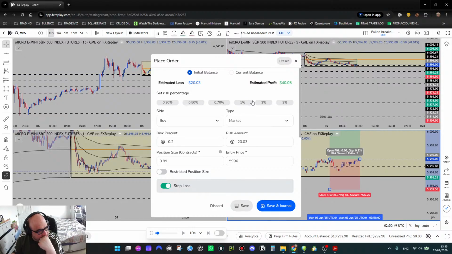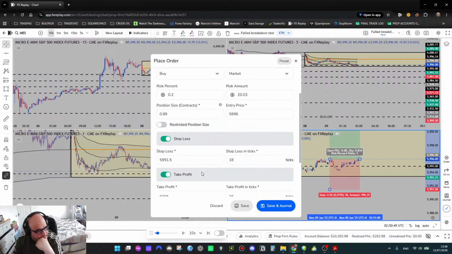So we're still risking 2% of the account. This is just how to trade a small account. That's why we have a 1,000 drawdown, so I'm just risking 2% every time. Stop loss is alright.